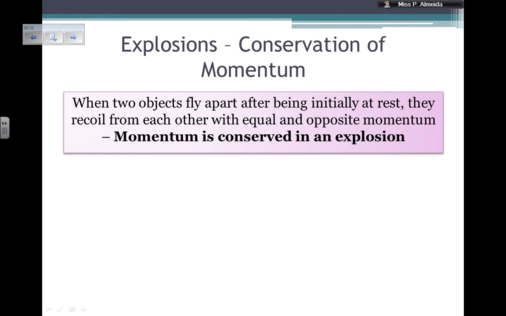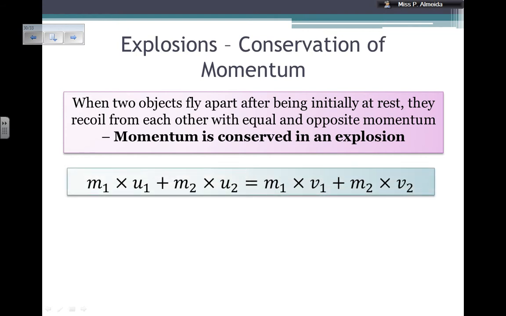And this is because momentum is conserved in an explosion or in any exercise where initially I have two objects that are stationary, like ice skaters, for example, and then they move away from each other. So they push away from each other. I have a spring attaching two trolleys, and the spring is released, so the trolleys move away from each other. Any of these exercises are going to be examples of explosions, okay? So things move away from each other with equal and opposite momentum.